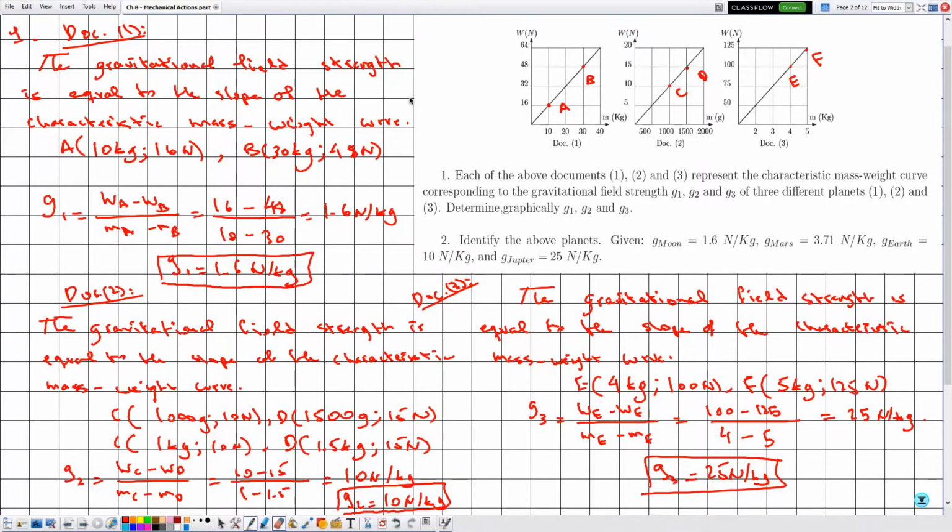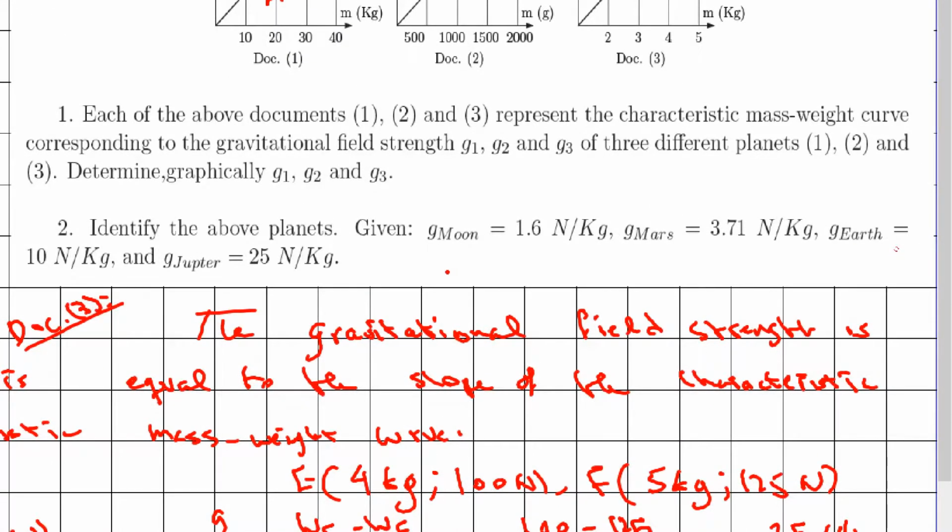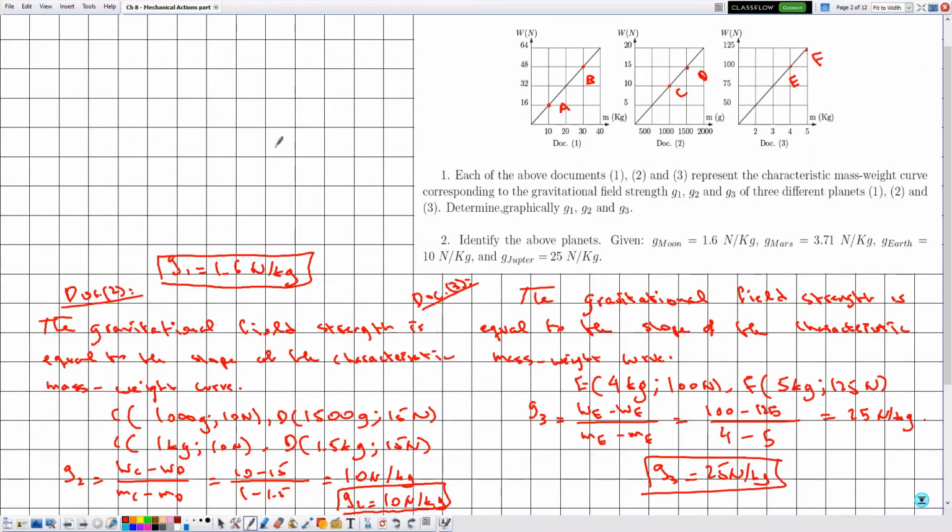Now as for number 2 of this exercise, they are telling us to identify the above planets. Here the given is the gravitational field strength on the Moon, on Mars, on Earth, and on Jupiter. So as for document 1, we have that the value of G1 is equal to 1.6. So G1 is equal to the gravitational field strength of the Moon.